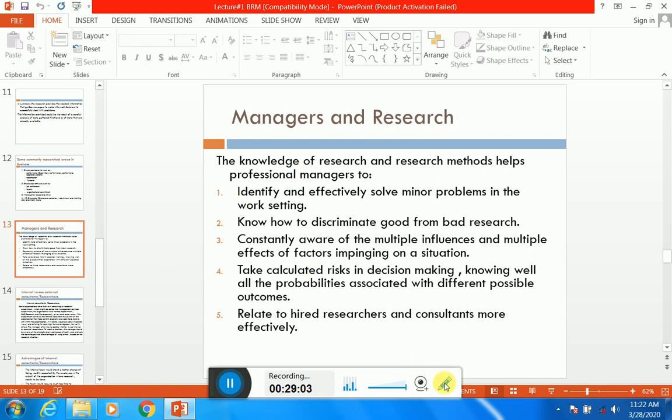What does it mean? Number one, identify and effectively solve minor problems in the work settings.